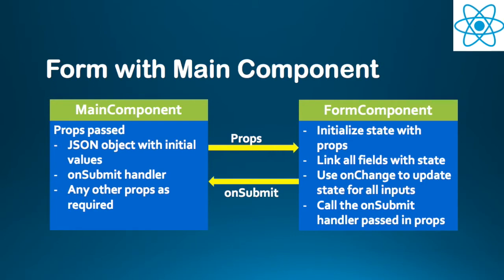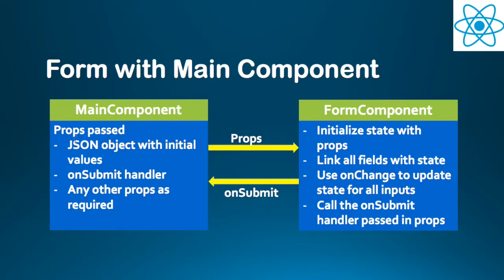Now that we have been able to make a basic form, let us see how we link it to another component, a main component, which then calls this form. If you look at the steps, in the form component there are four parts: initialize state with props, link all fields with state, use onChange to update state for all inputs, and call the onSubmit handler passed in props. The second and the third we have already done. The first and the last we will do, which is initialize state with props and call the onSubmit handler passed in props. So the main component is passing these props, which we will use here.